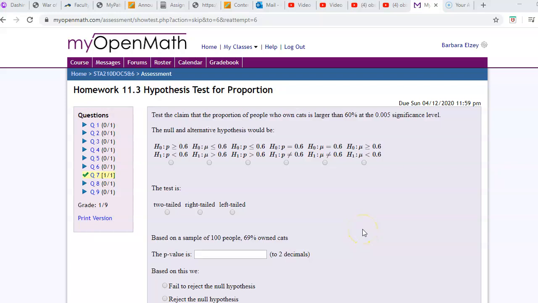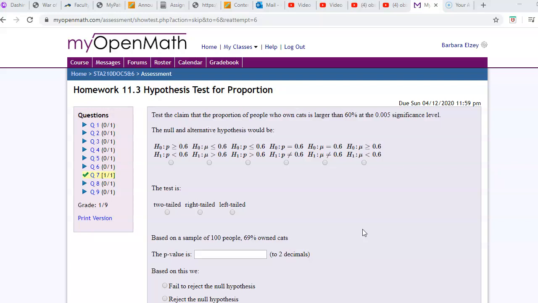So let's look at an example of a hypothesis test for proportions. The only difference we're going to have for proportions is that our two hypotheses will have a p in them instead of a mu, and we're going to use a different test statistic. All right, so let's keep in mind that we're going to use a p.